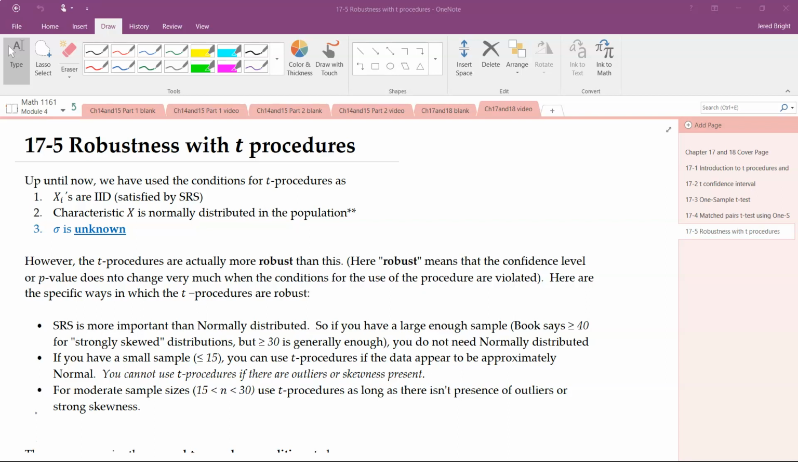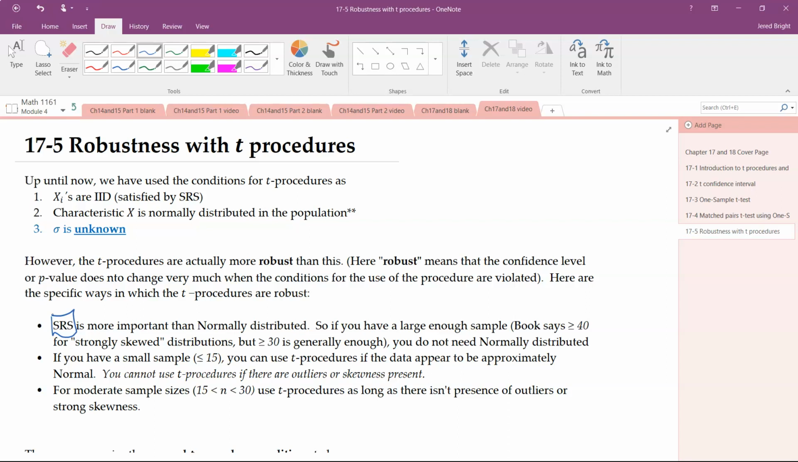First, if we don't have normality, the condition of having an SRS is actually more powerful to us here than normality is. Meaning if you have a large enough SRS, we don't care about normality. The book says 40 if we have strongly skewed distributions. You're not going to see that. 30 is generally enough. Strongly skewed distributions would be something on the order of what we're going to see in chapters 21 and 22 with the chi-square distributions. Those have a strong skew to them, but here we aren't going to see that.